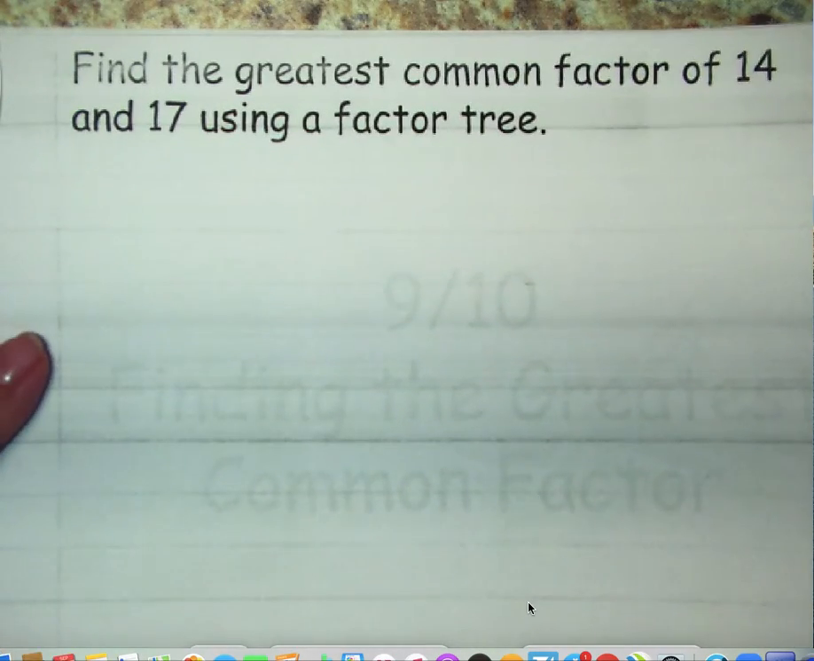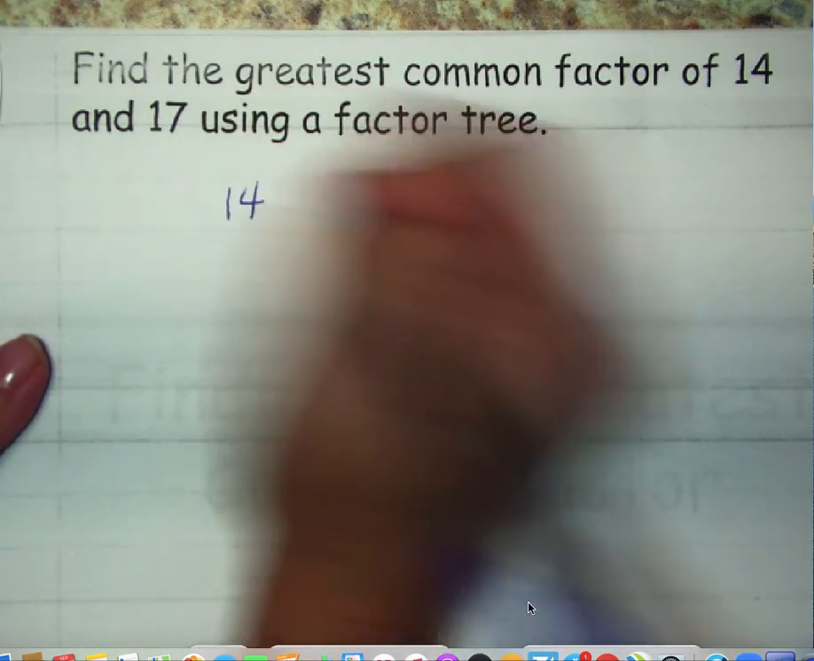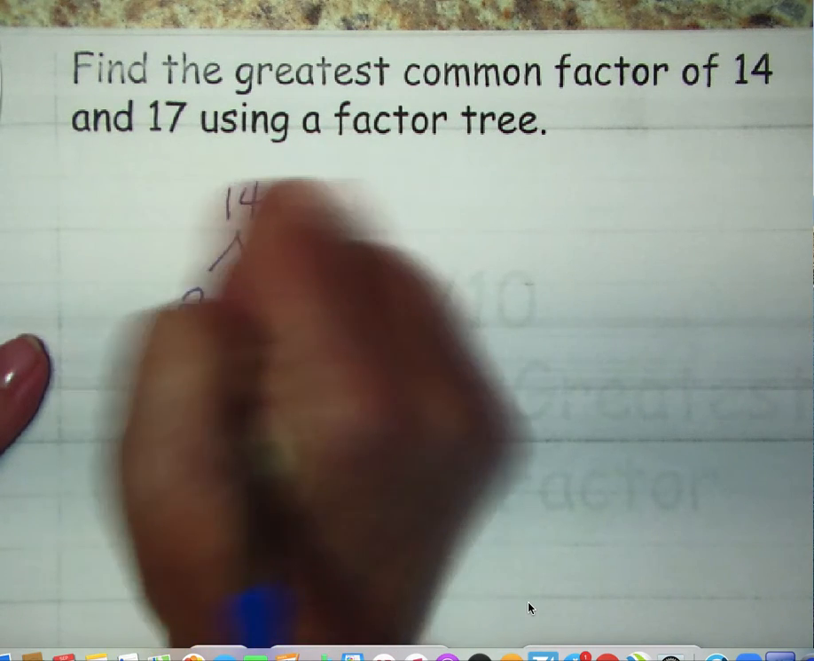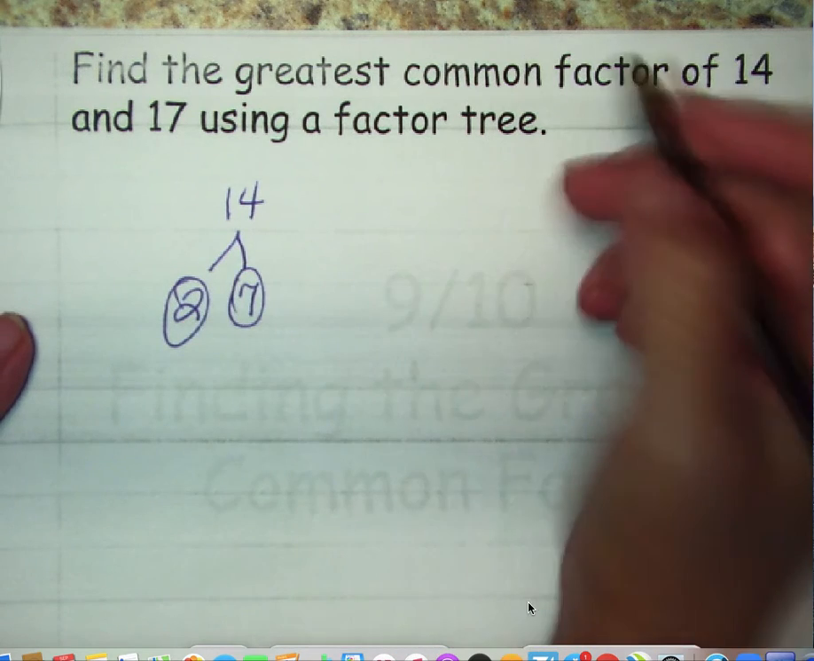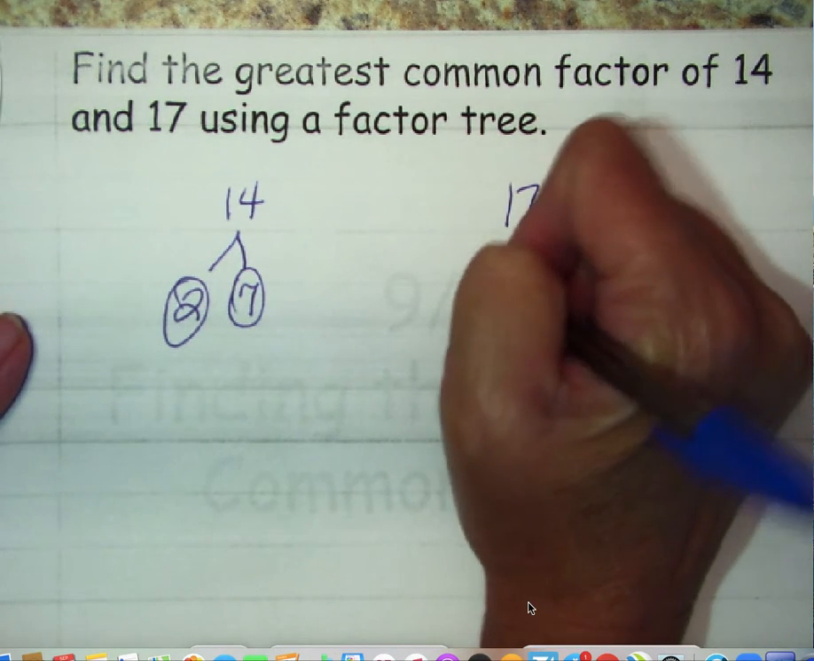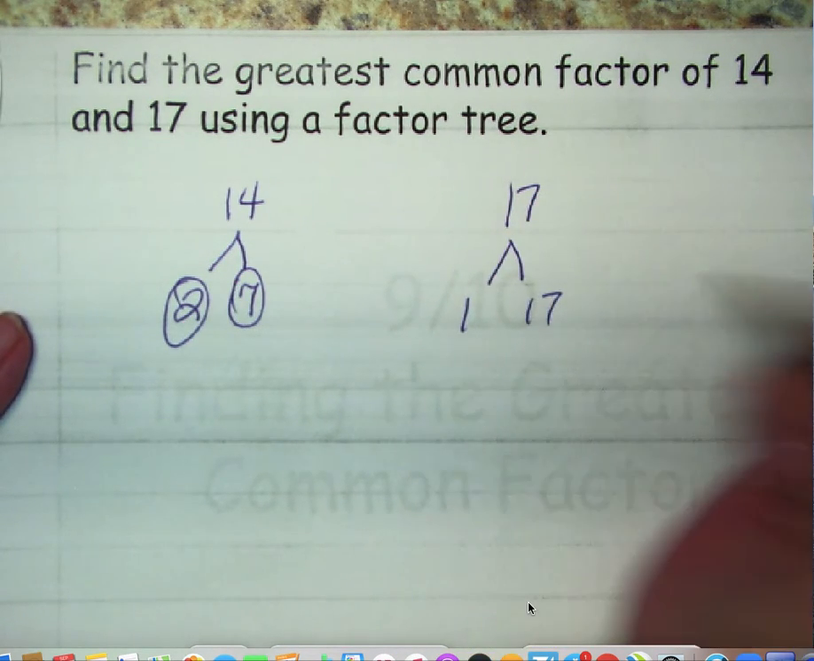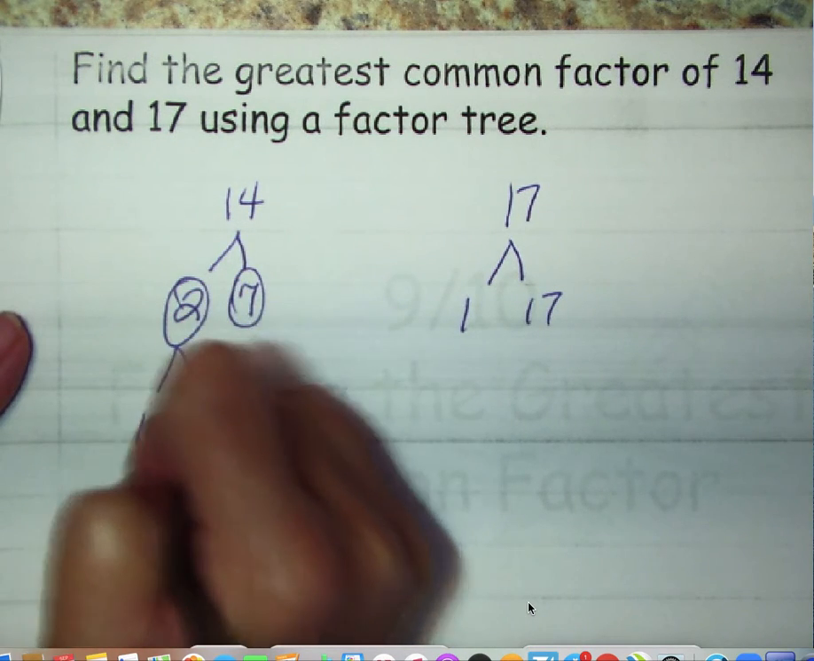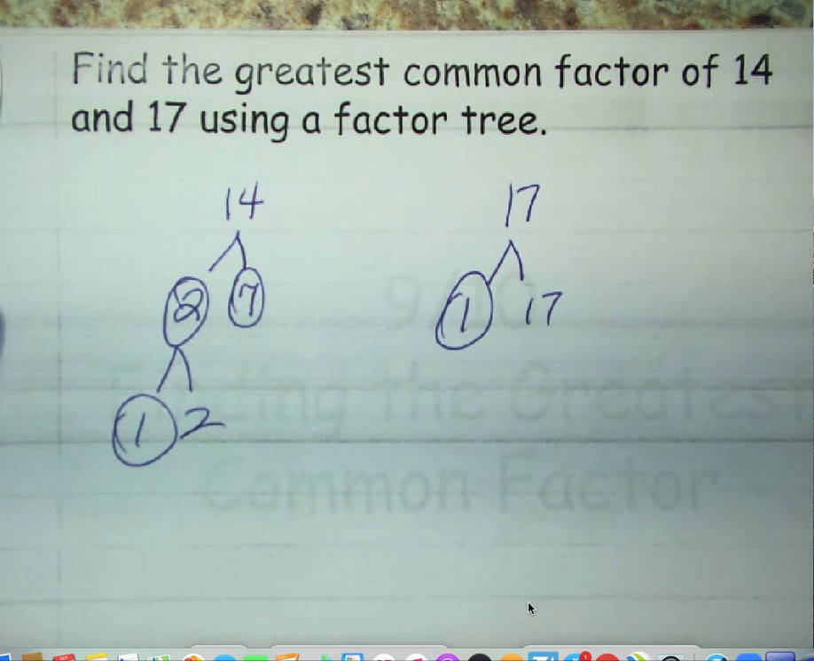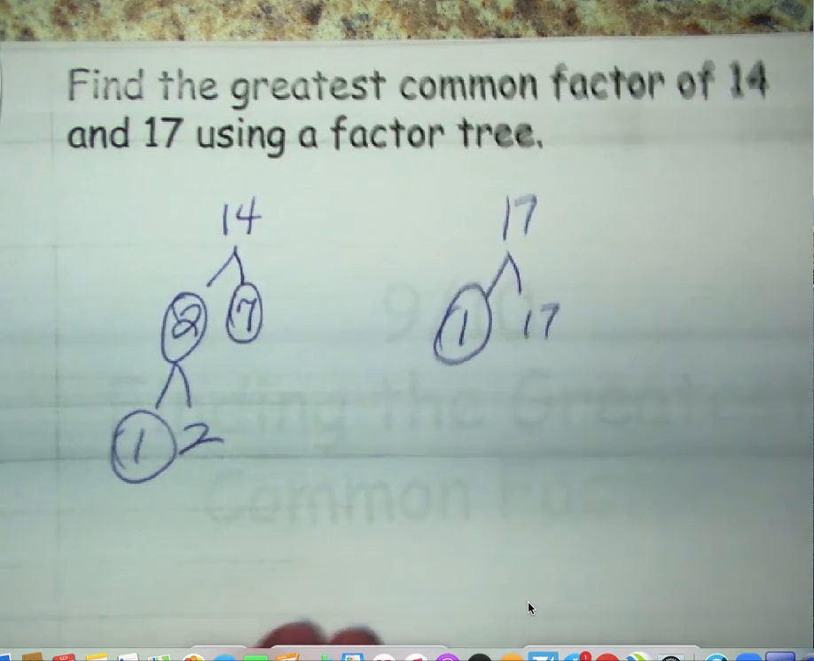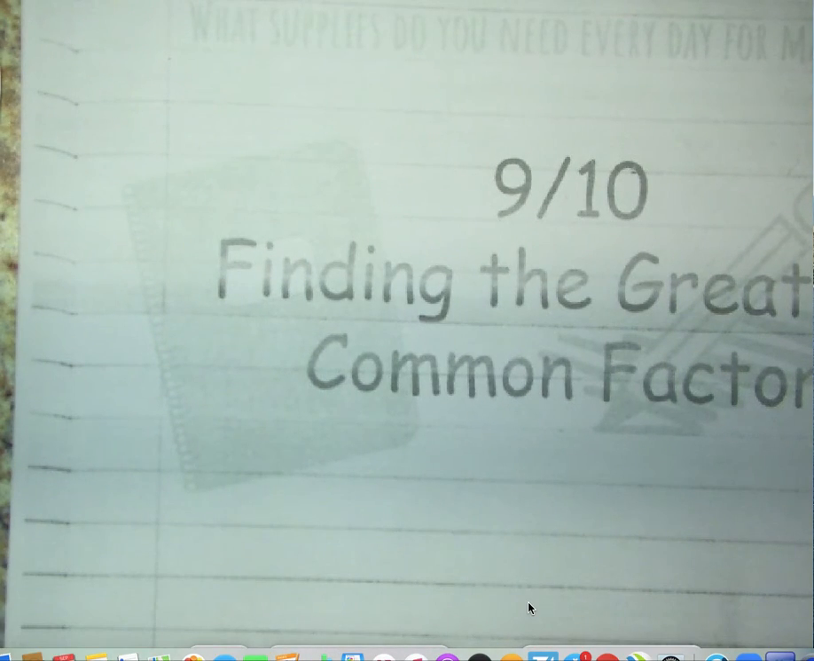This one, 14. I can factor 14 using a tree, 2 and 7. 17, 1 and 17. 1 and 2, 1 is my greatest common factor. Okay? All right. And again, I don't care which one you use, the one that makes sense to you.